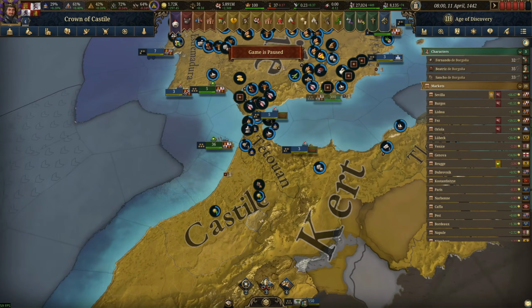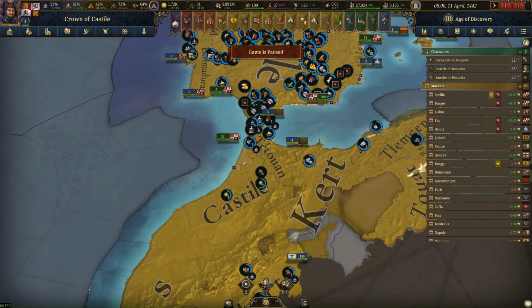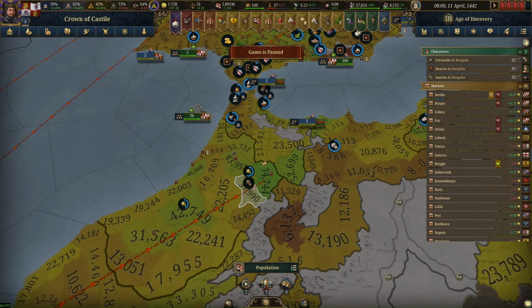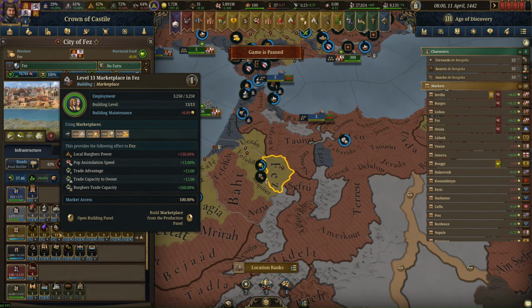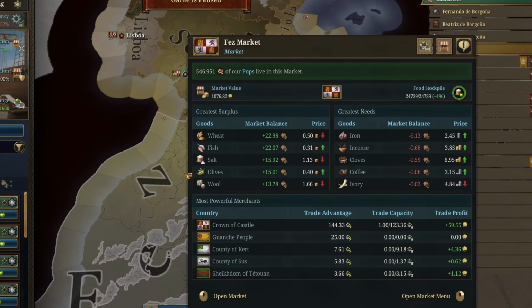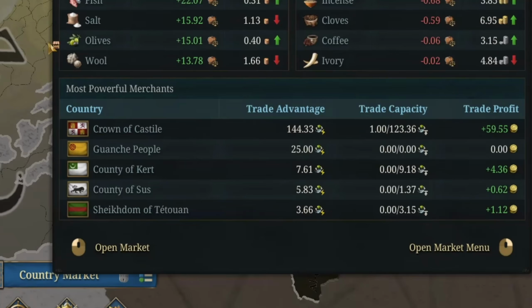Though my favorite tactic, one I've shown many times, is to take over a good region within a market, meaning one with lots of population so I can build many towns and cities, and in them a ton of marketplaces. Then I have a huge amount of trade capacity and trade advantage, allowing me to dominate that market.